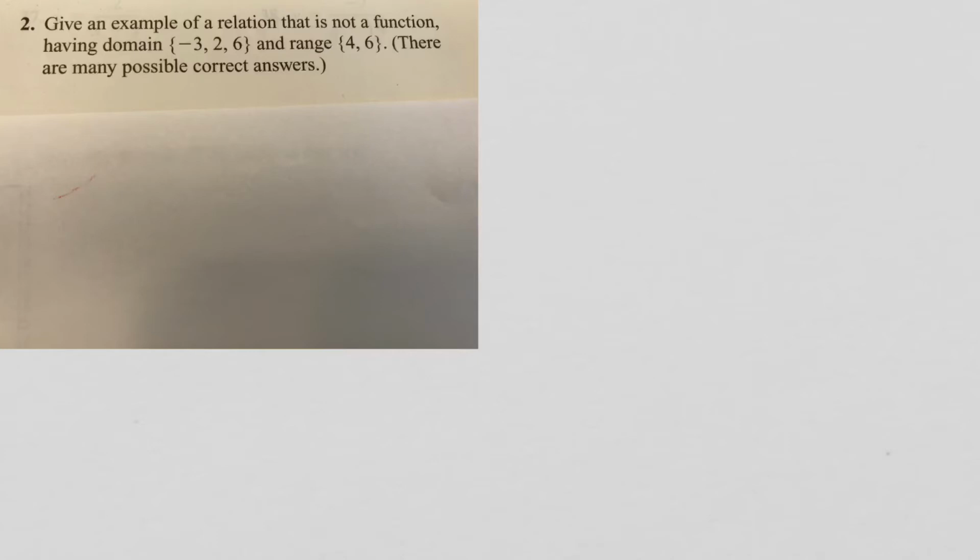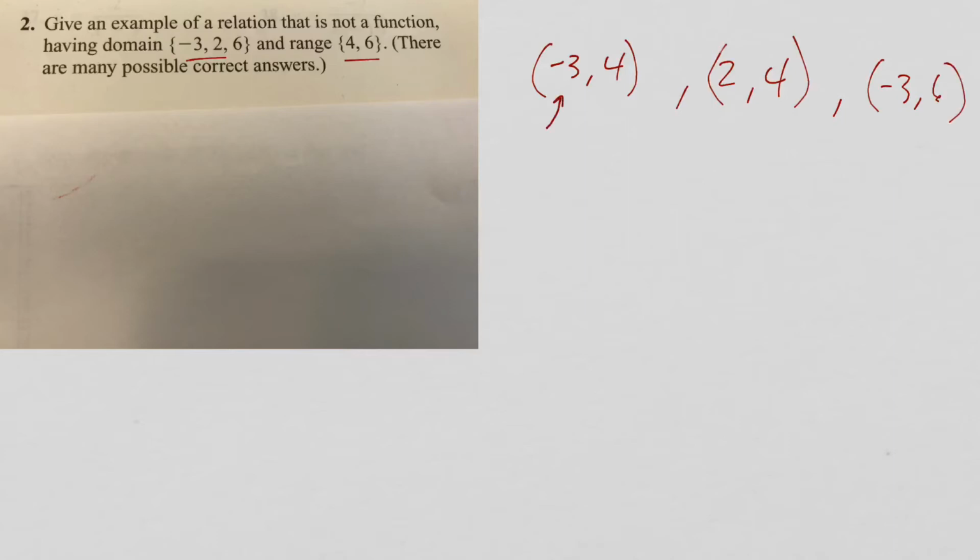So, for example, if I use these for my domain values here, and these for my range values, I could make a collection of ordered pairs like, say, (-3, 4), (2, 4). So far, this is a function because even though I have the same range value, I do not have the same domain values. So I'm okay. But as soon as I do something like this, (-3, 6), this and this now are non-unique, and so this is not a function.